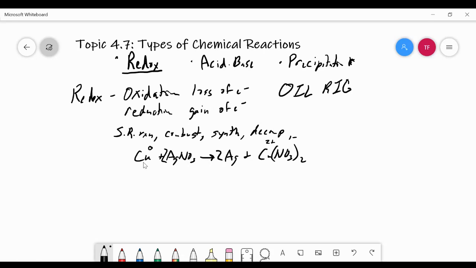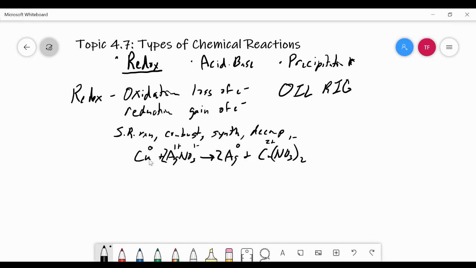Because copper went from 0 charge to 2 positive charge, that means that copper lost 2 electrons. Copper lost 2 electrons, and oxidation is loss. So copper got oxidized, it lost electrons. If one element loses electrons, then another element has to gain electrons. And so if we look at silver here, silver is 1 positive when it's bonded to nitrate, because nitrate is 1 negative. When an element's by itself in its elemental state, it always has an oxidation number of 0. So silver went from 1 positive to 0 charge, meaning it had to gain an electron in order to go from a positive charge to a neutral charge. It gained 1 electron. So silver was reduced in this particular reaction. And again, the term reduced means the charge was reduced. It gained an electron, but the charge was reduced in that process.